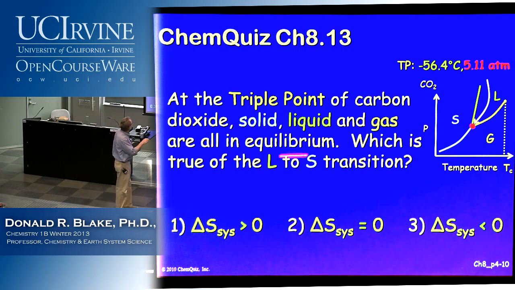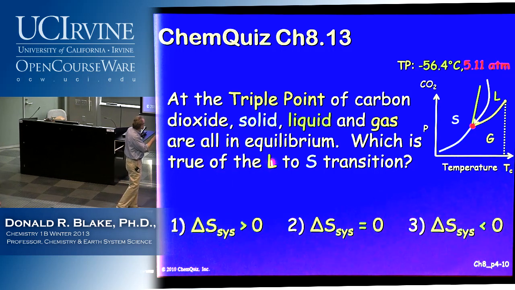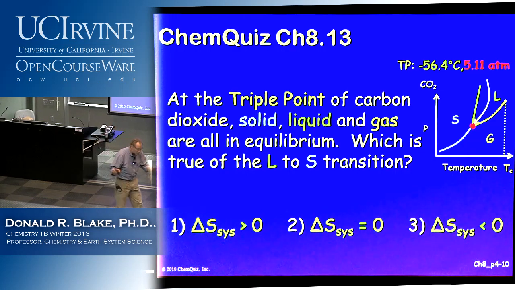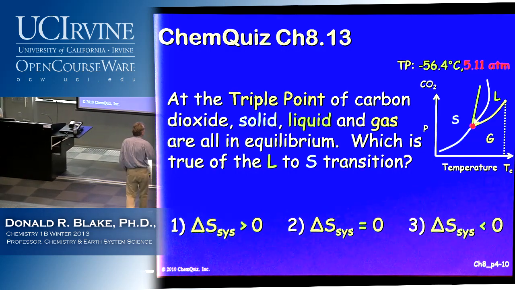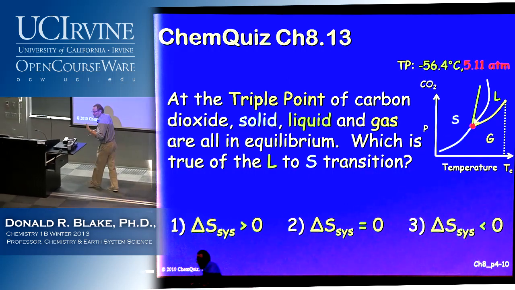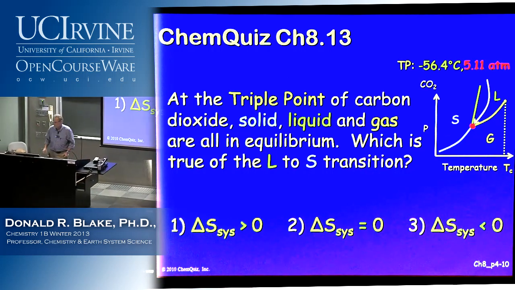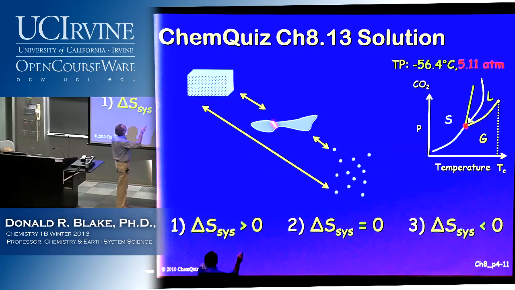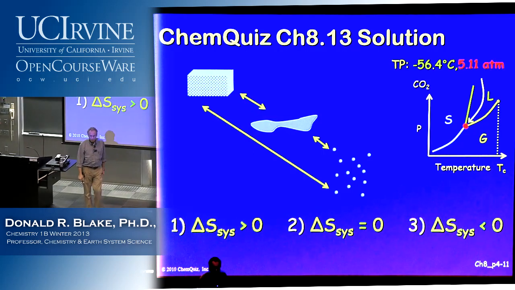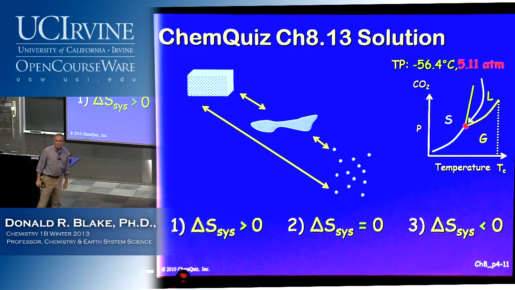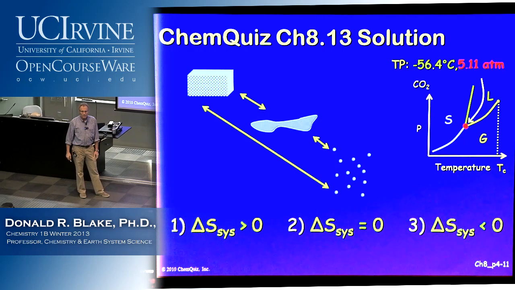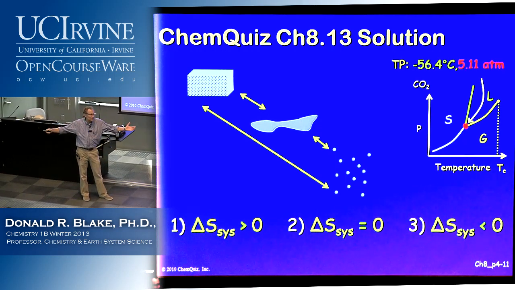Okay, equilibrium. Which of the following is true for the liquid to solid transition? And this is for the system. This is the system, okay? So, going from the liquid to solid, what happens? What happens to this liquid water when it goes from a liquid to a solid? It gives off that 6 kilojoules of energy per mole.